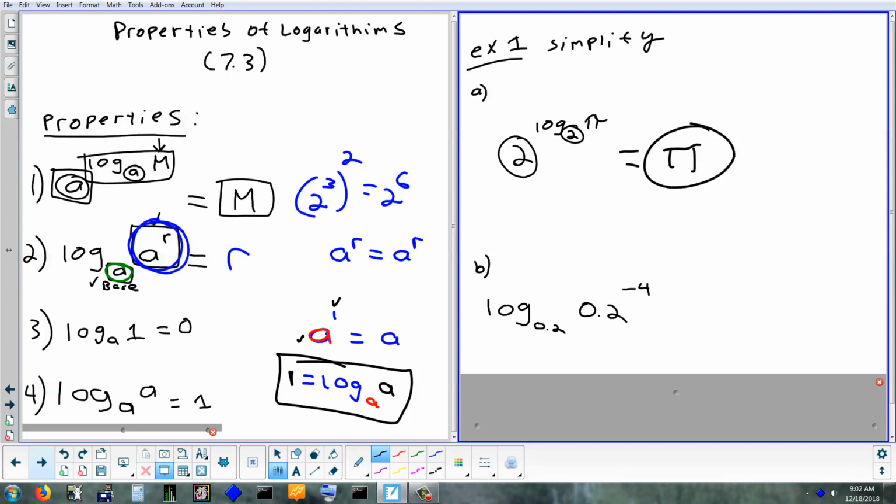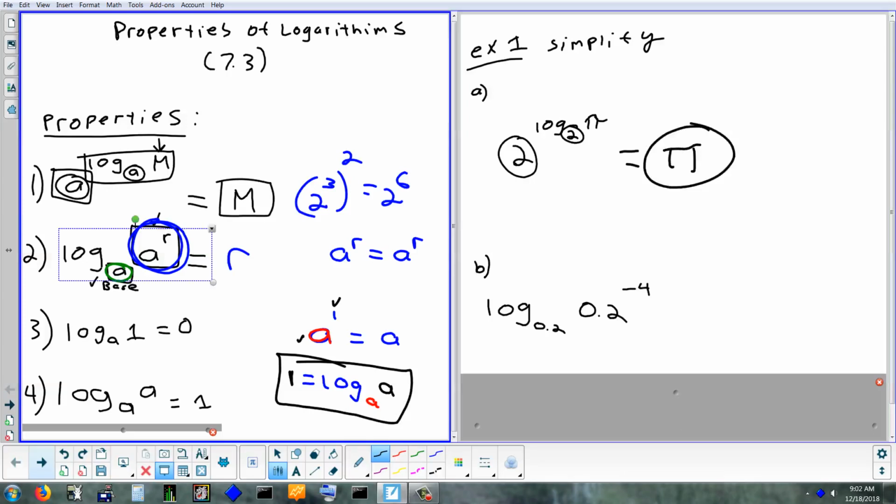Now, we didn't go through the proof of that property. I could have, just like the other ones. It's not that hard, but it's not really critical. Any questions on that one? All right, let's look at B. What property does that one look like? 2. Yeah, that's property 2.